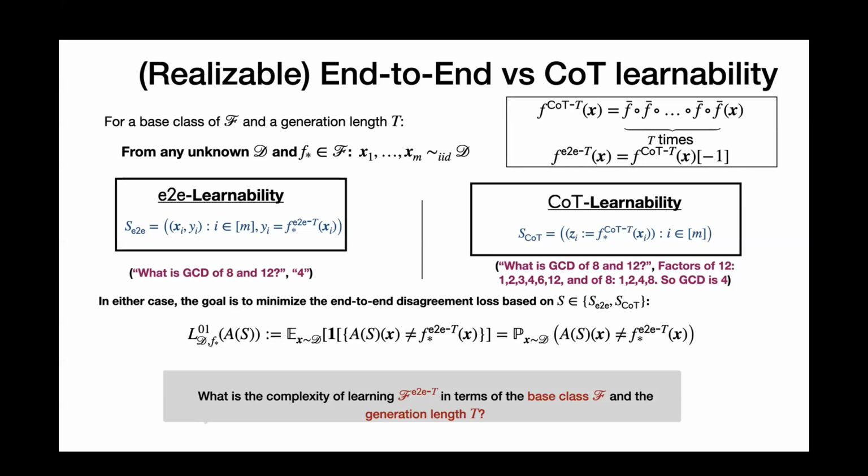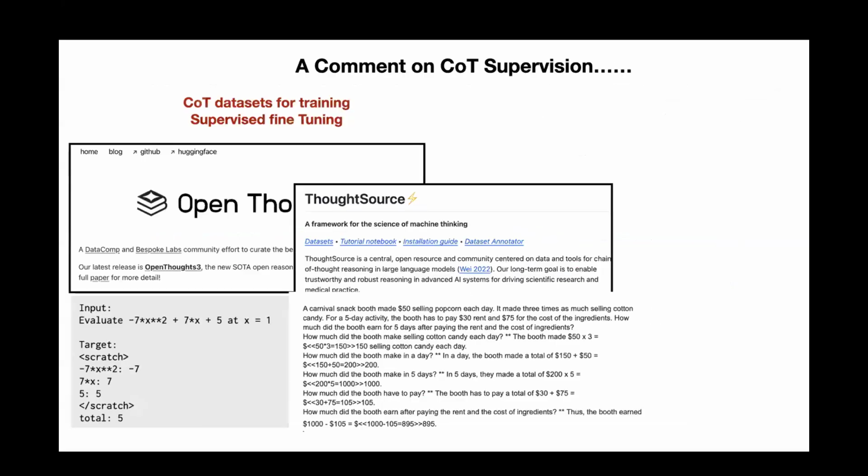In terms of abstract properties of the base class and the generation length t. What is the complexity as my generation length t scales and different properties of my base class, which is my supervised learning problem of learning the next token prediction? So this is the goal. So any question about the goal? Okay, great.